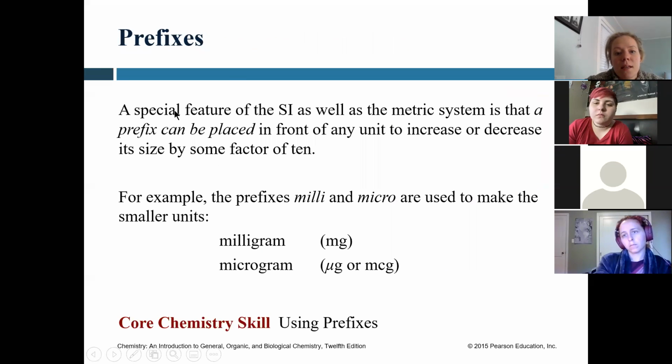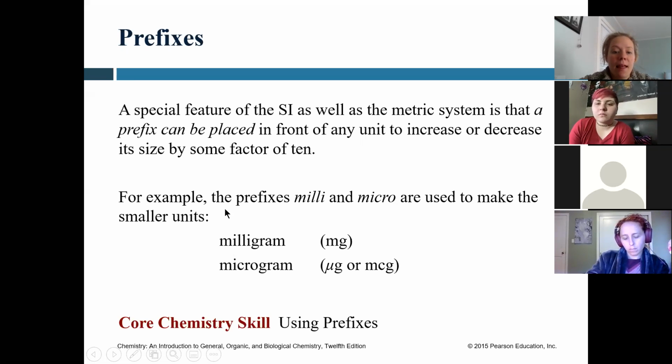So a prefix is a special feature of just the SI system and also the metric system, where we can place something in front of the base unit to increase it or decrease it by some sort of factor of 10. This is not the case with the British system. A foot isn't our base unit, and if we want to make a bigger unit, we don't have a kilofoot, or a centifoot. We actually have to change the name. We have a mile, we have an inch.